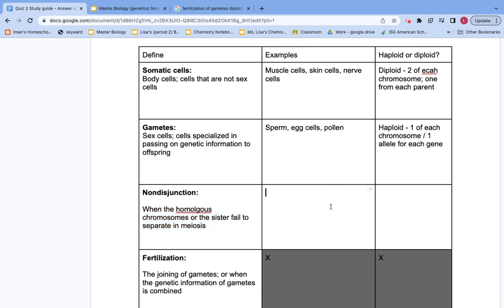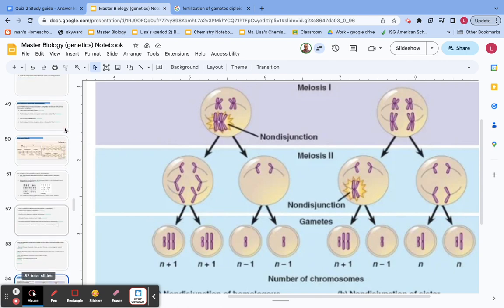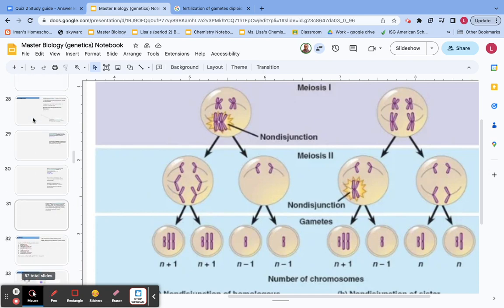For example, we can just put, so what is the result of this? What is the result if we have gametes with an extra chromosome or missing a chromosome? Our result would be either a trisomy or a monosomy.